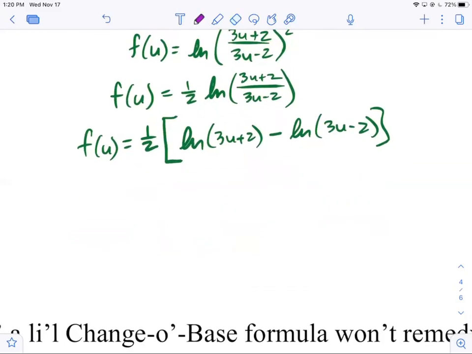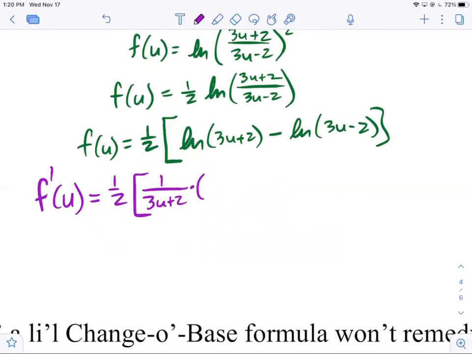Now, finally, I'm ready for f prime of u. F prime of u is equal to the 1/2 out front, just going along for the ride, times the derivative of what's inside. The first term is natural log of blob. That's 1 over the blob times the chain rule, the derivative of the blob with respect to u, which is 3. Now we move on to the next piece. Natural log of blob again, that's 1 over the blob times the derivative of the blob with respect to u, which is another 3.